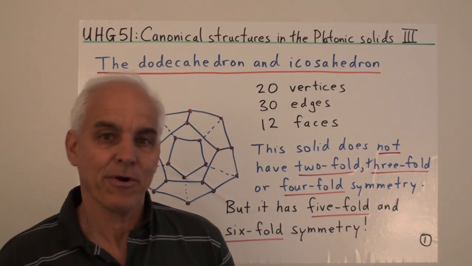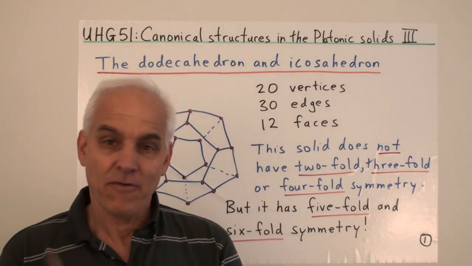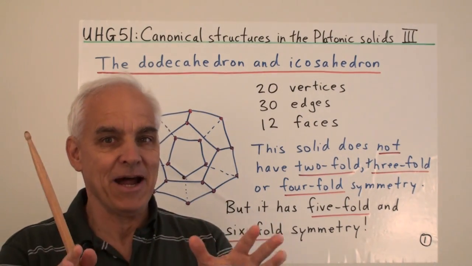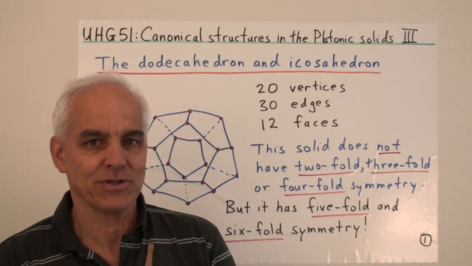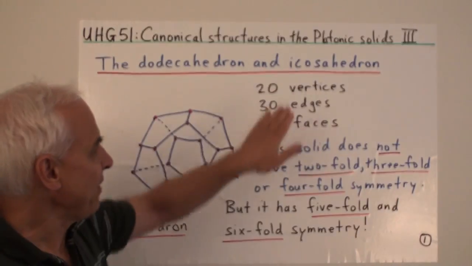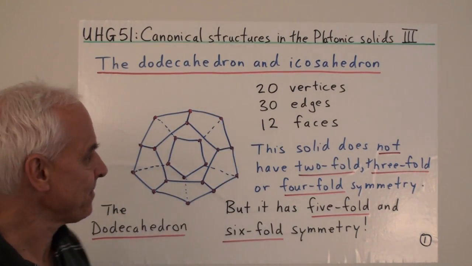Hi, I'm Norman Wildberger. Today we're going to have a look at the dodecahedron and its symmetry from the point of view of looking inside the dodecahedron for some canonical structures. I'm going to leave the dual object, the icosahedron, to you to investigate.